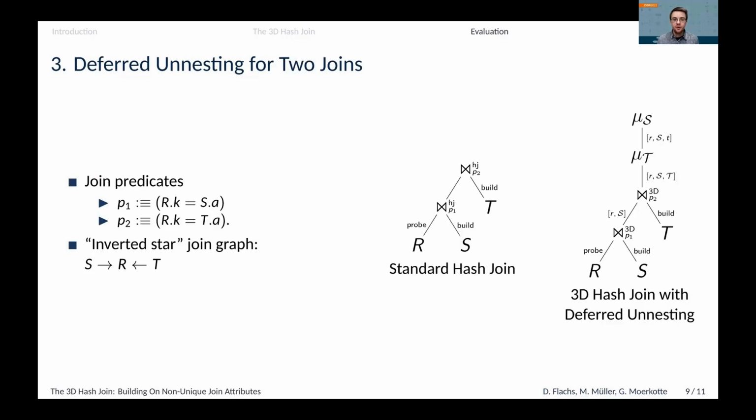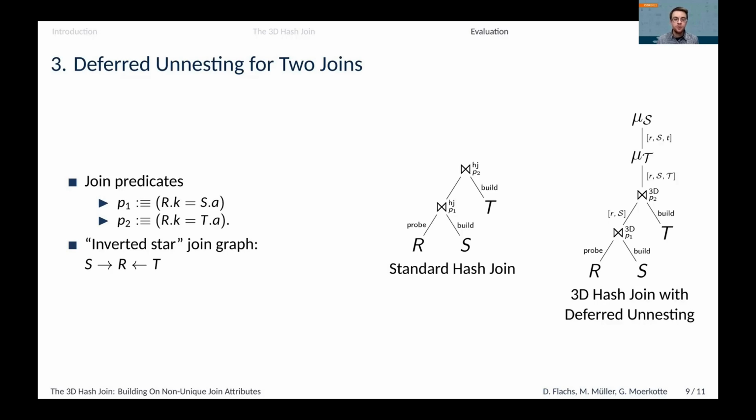With the third experiment, we wanted to demonstrate that deferred unnesting can be beneficial. There is 1 key relation R and 2 foreign key relations S and T on which the hash tables are built. S and T contain the duplicates. The join graph has the shape of an inverted star. This shape can, for instance, be found in query number 13 from the join order benchmark.